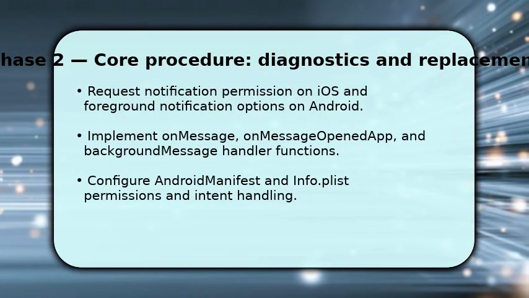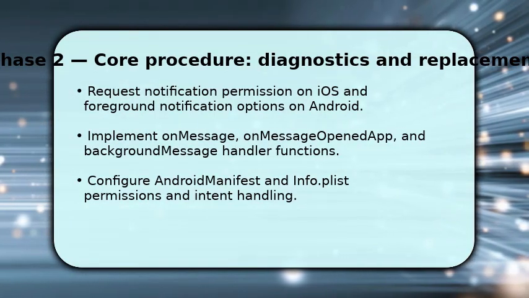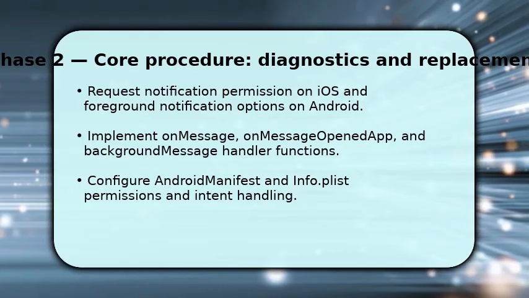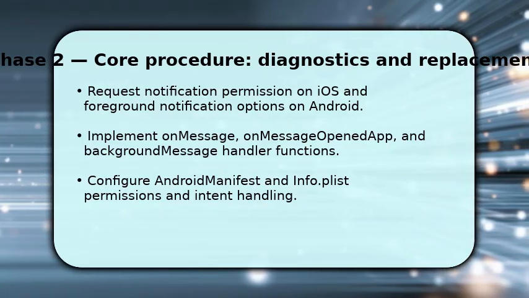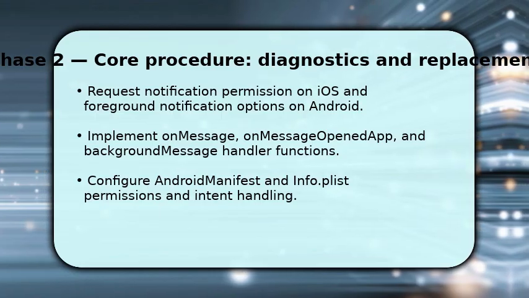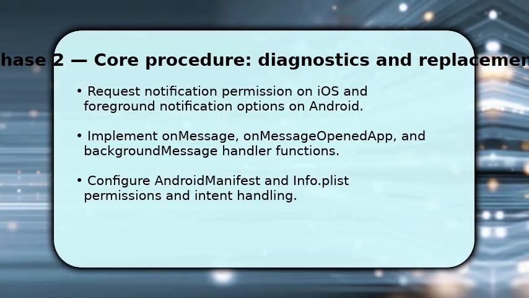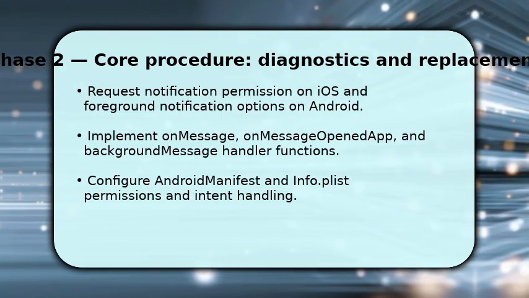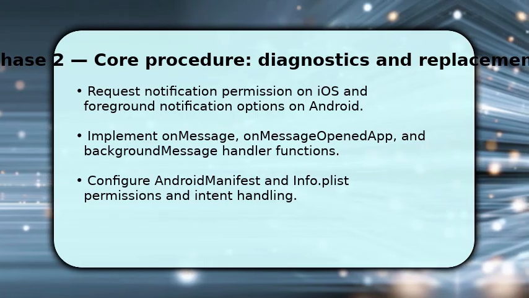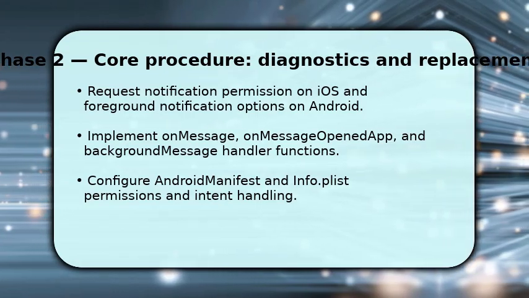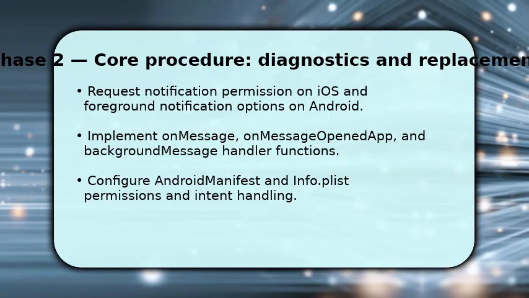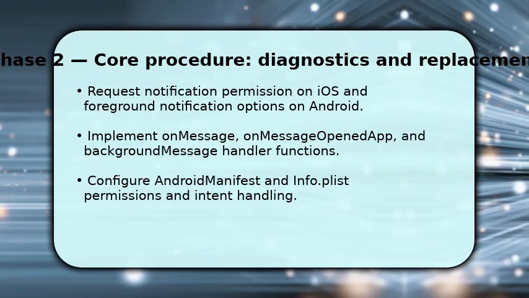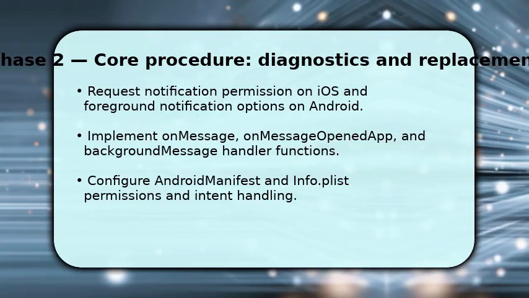Next, implement the messaging handlers that deliver notifications to the UI. You must request permissions on iOS and set foreground notification presentation options. Otherwise, alerts won't appear. Register a top-level background message handler for background/terminated states and subscribe to FirebaseMessaging.onMessage and onMessageOpenedApp to update the UI or navigate.